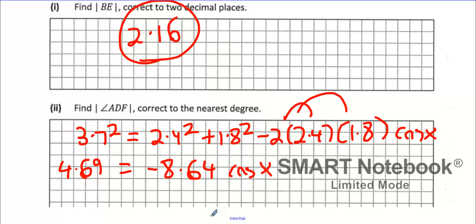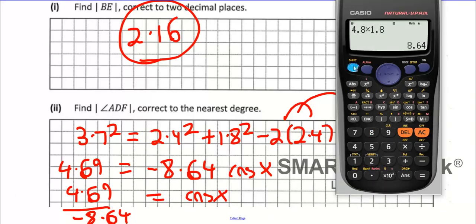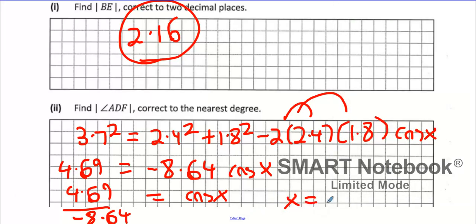Now what I'm going to do is isolate cos x and then inverse my answer. Okay, so I'm going to cos inverse all that. Shift cos inverse 4.96, 69 I mean, minus, okay, 122.87, which is 123 degrees.